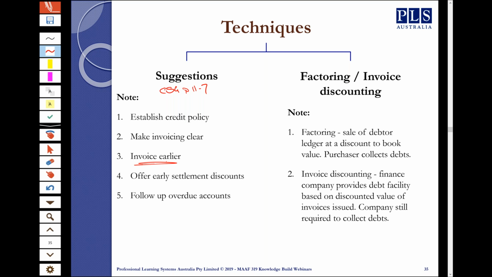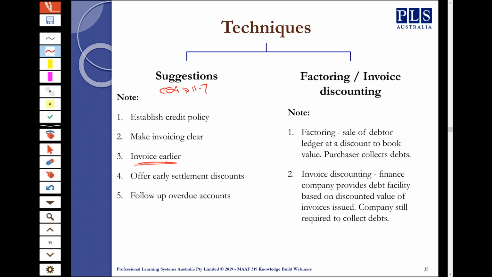It's basically where a finance company will provide a debt facility based on the discounted value of invoices that you've issued. So you might have 100,000 worth of invoices. They will provide you an advance of 90,000. You are the one still collecting the debt, however, because you need to repay the advance. Now, the key here to appreciate is, note with factoring, the purchaser collects the debts. With respect to invoice discounting, the company still will collect the debt.